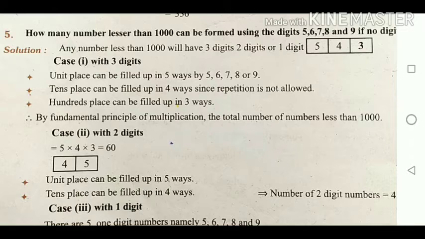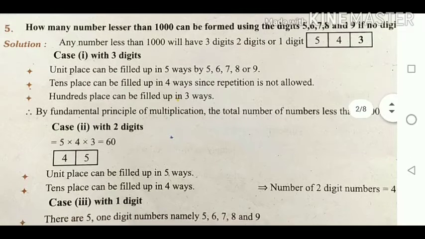Next, go to the tens place. The tens place is filled in 4 ways, because we already used 1 number for the unit place. The remaining numbers are 4. It may be 5, 6, 7, 8, or 5, 6, 7, 9, and if 9 is used in the unit place, the remaining 4 numbers are 5, 6, 7, 8. Therefore the tens place can be filled in 4 ways.